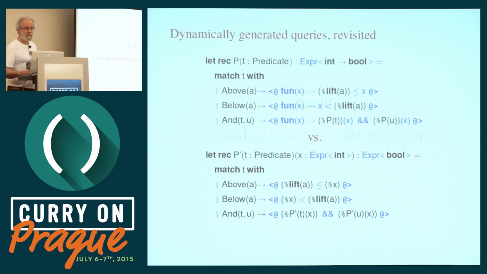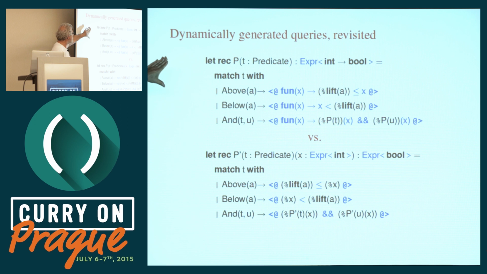Now I want you to notice something that happened here. Here's the way we wrote big P. Right? This is exactly what we had on the previous slide. Many people in the real world don't do this. They do this instead. So instead of big P returning a function, the representation of a function from int to bool, it is a function that takes a representation of its argument and returns a representation of its result.